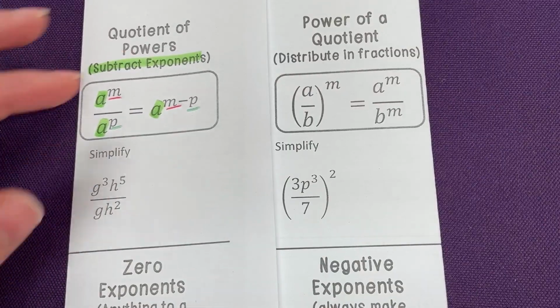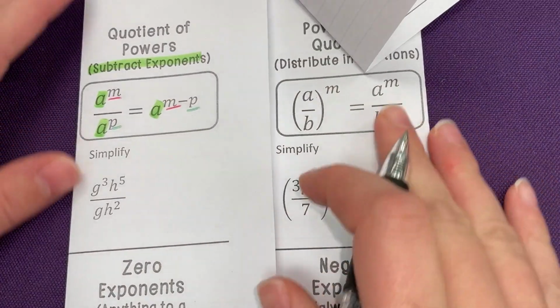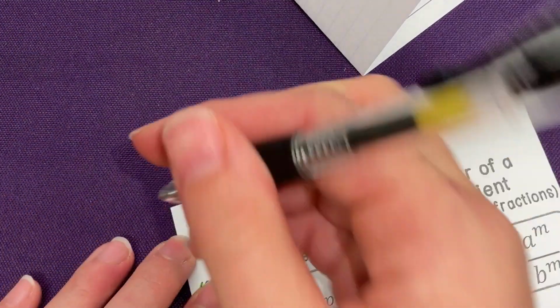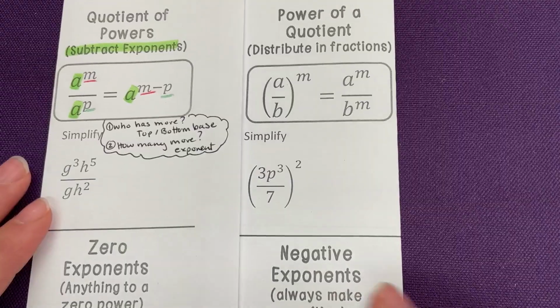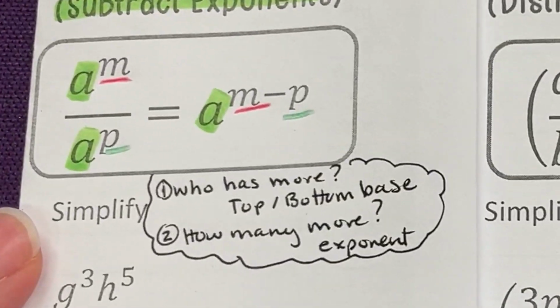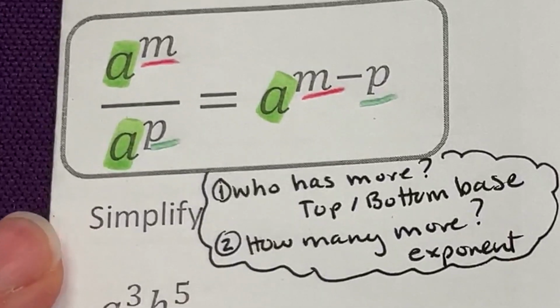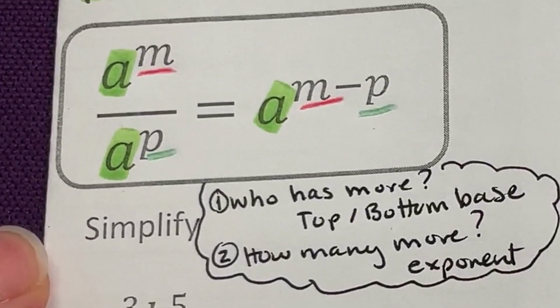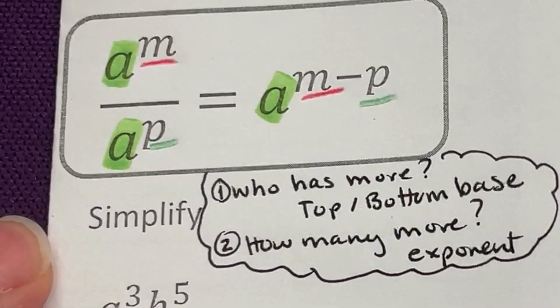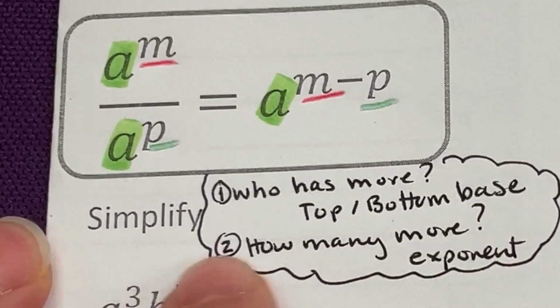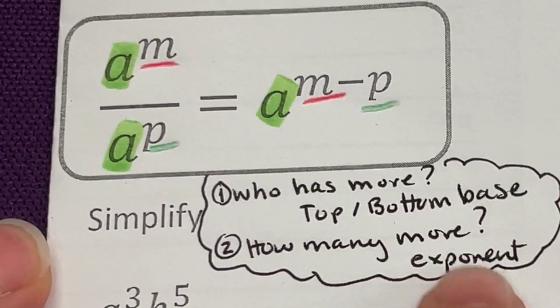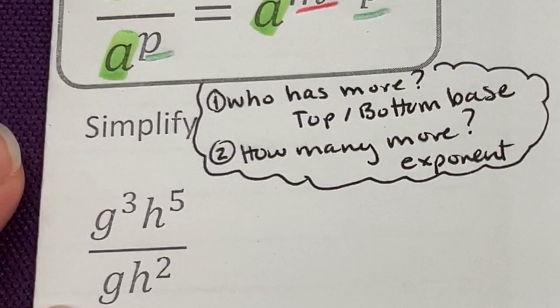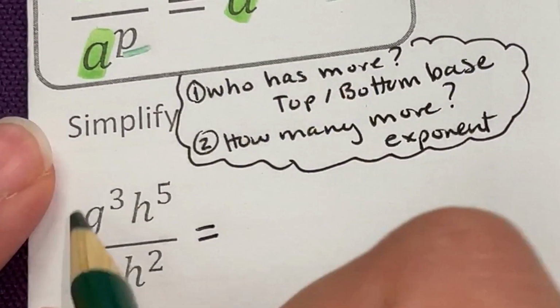But really, I ask myself 2 different questions. I ask myself these 2 very easy questions, okay? I say, who has more, top or bottom base, and how many more? And that gives you the exponent. So with that being said, let's start with G.